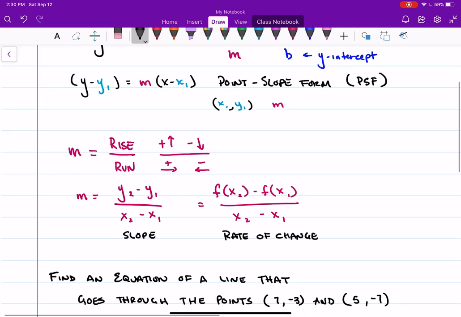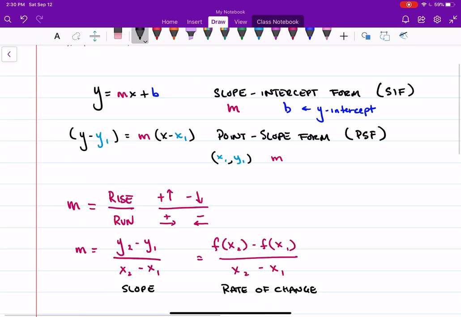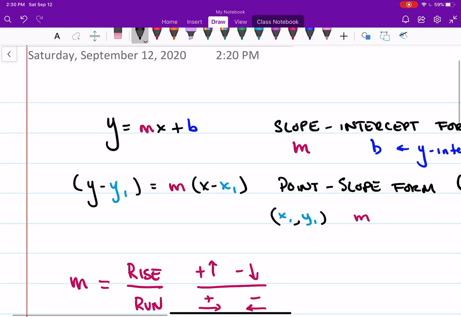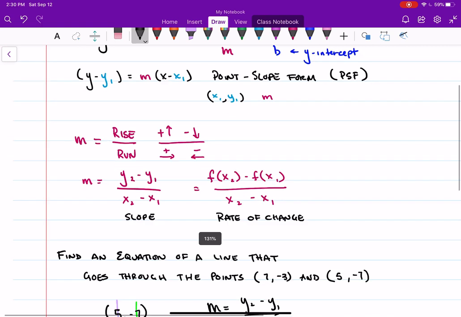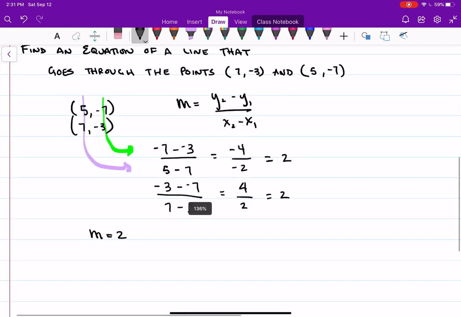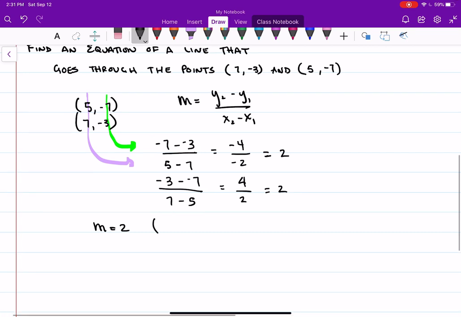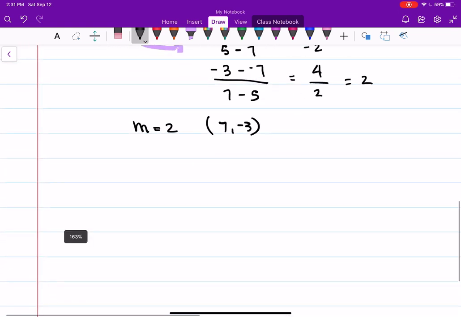So let's do both. Either one, I'm also going to need a point, because in the slope-intercept form I do have an x and y in it, and in the point-slope form I do need a point. So I just have to pick a point. Whichever one doesn't really matter. Let's say I pick (7, -3). Let's do the point-slope form, the PSF.